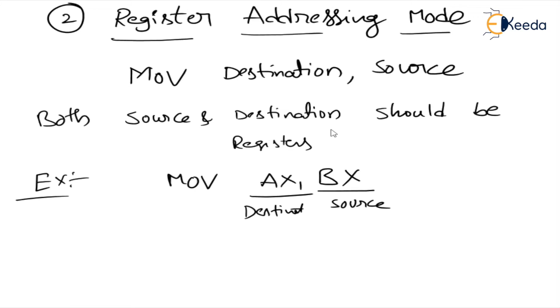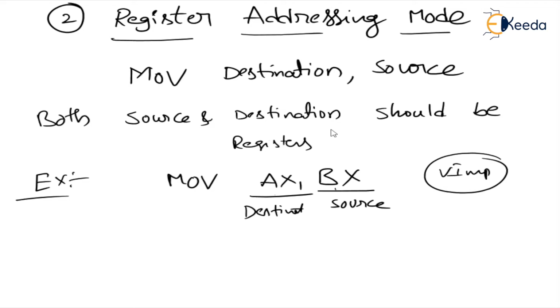Some students don't understand and think that whatever data is there simply transfers. No, not like that. The data will be copied to ax, and whatever data is there will be available in bx also. Please remember this, it is very important. Move ax comma bx means the data in the bx register is moved to ax, and the data in bx remains in the bx register only.